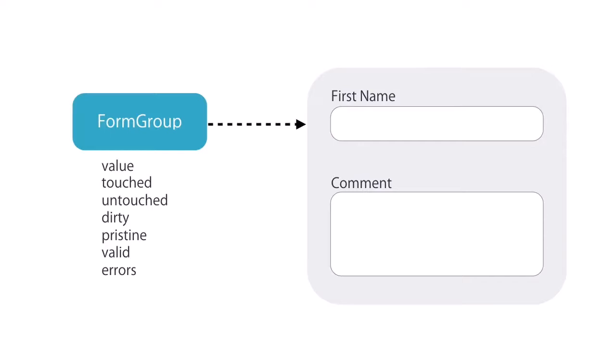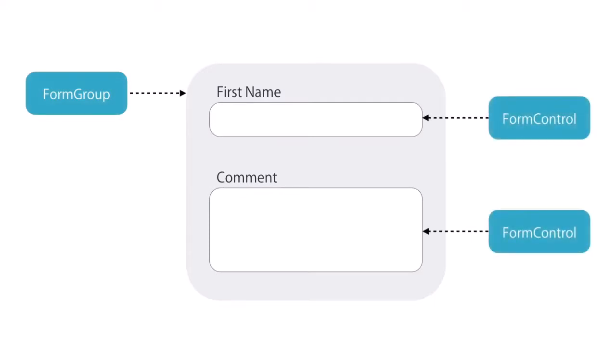Similarly, we can get all the validation errors in that group. So accessing these properties of a form group is easier than iterating over all the controls in that group and checking their status. So to add validation to a form, we need to create a form group object for the form and a form control object for each input field in the form. This way, we can keep track of the state of each input field and the entire form as a whole.